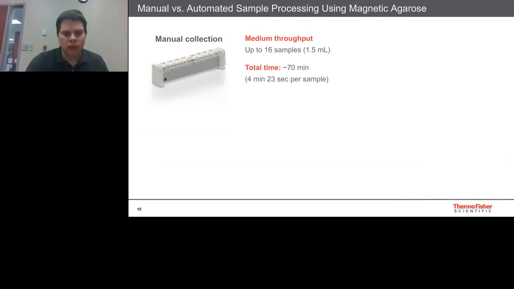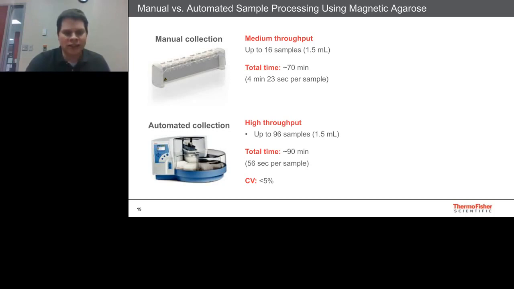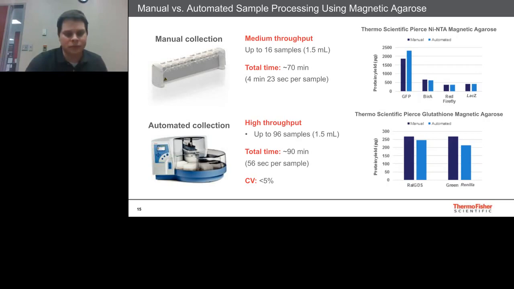Thermo Scientific magnetic agarose beads are compatible with both manual and automated protocols. For manual methods, up to 16 samples can be purified in a little over an hour. As mentioned on the last slide, higher throughput is simplified with use of the Kingfisher Flex purification system, which can process 96 samples at a time in less than 90 minutes.